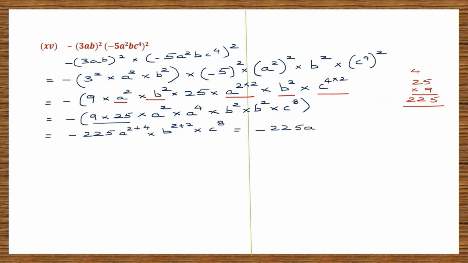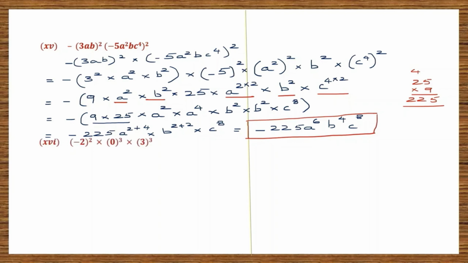A to the power of 2 plus 4 is 6. B to the power of 2 plus 2 is 4. So let's write a to the power of 6. Then we have b to the power of 4 and we have c to the power of 8. So this is our final answer. This one is our final answer, that is minus 225, a to the power of 6, b to the power of 4 and c to the power of 8.